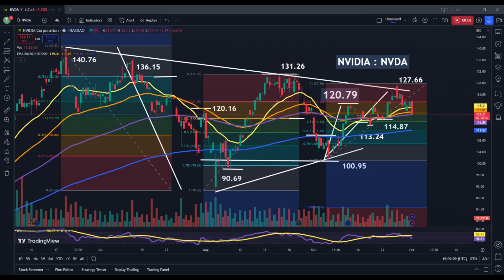Here we have the current stock market analysis for NVIDIA Corporation, stock ticker NVDA.